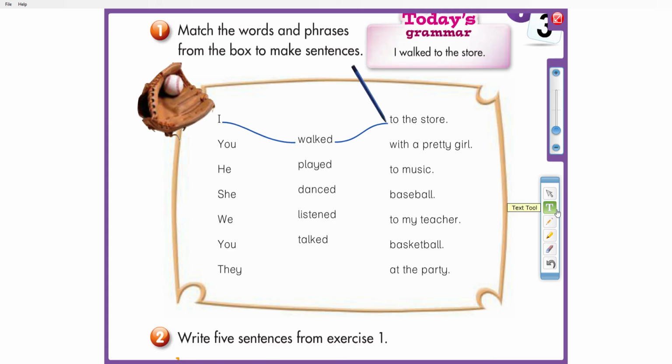Let's say for example, if we add you played, played what? Let's say you played baseball or basketball, both correct. He danced at a party. Okay, you finish the exercise, okay? And we will correct it in a while.